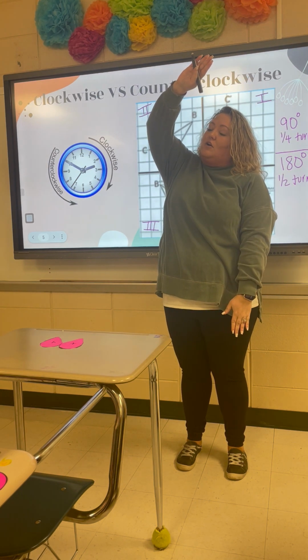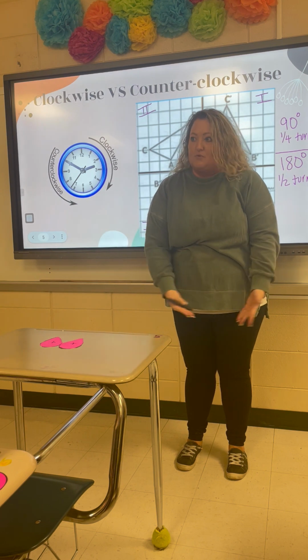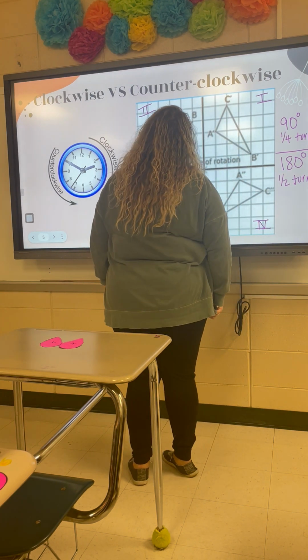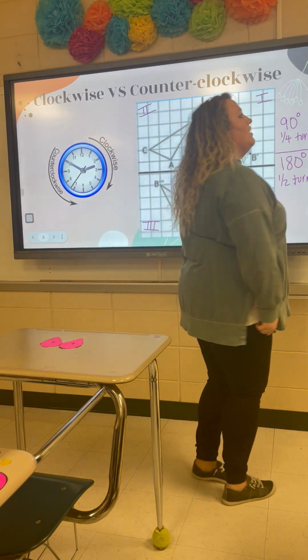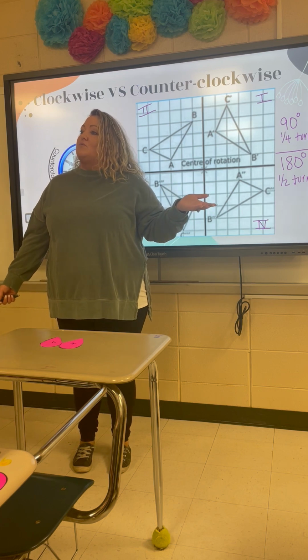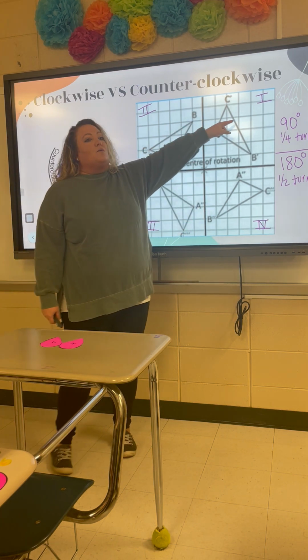And if you go counterclockwise, it's also pointing at the 6. So a 180, whether you turn clockwise or counterclockwise, is still a half turn. So it's going to be the same rule. Okay? So let's talk about where you would locate.